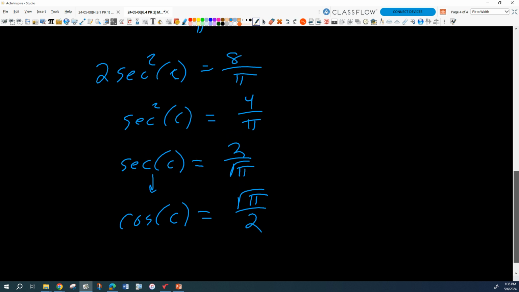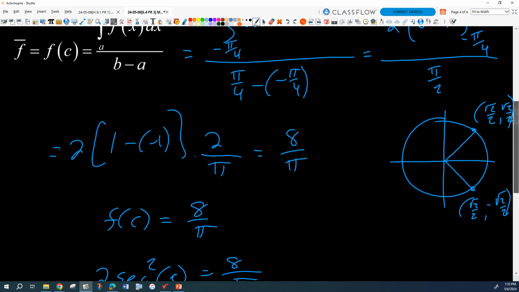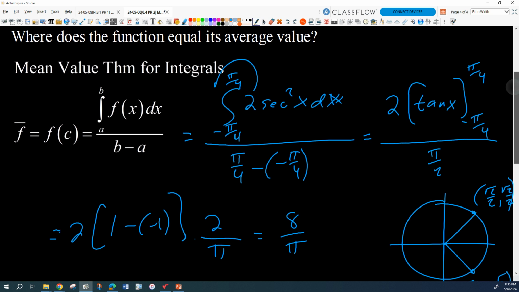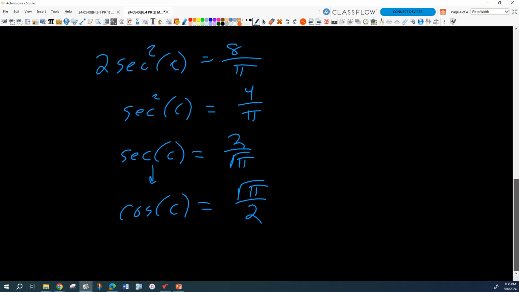Okay, this is the thing we want to talk about, though. So if we're looking between negative pi fourths and positive pi fourths, think about the unit circle here. Square root of pi over 2 is going to be what kind of number?